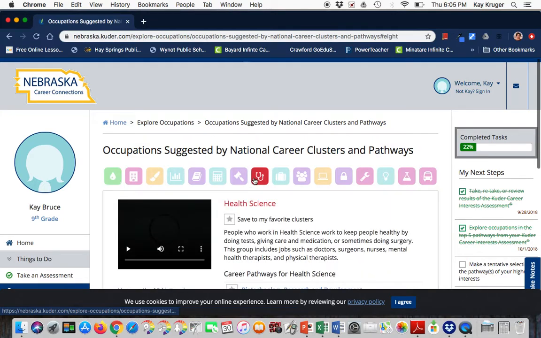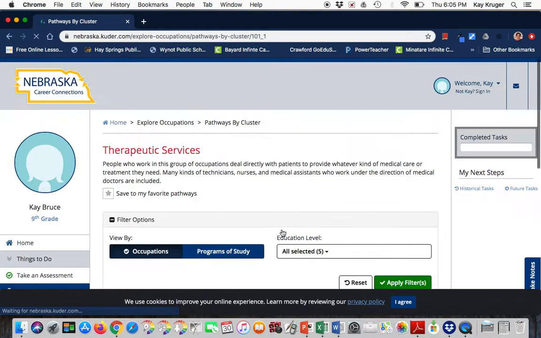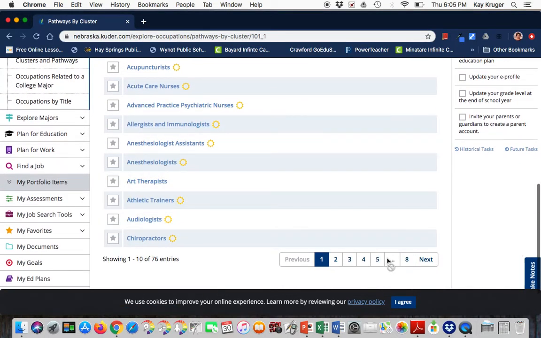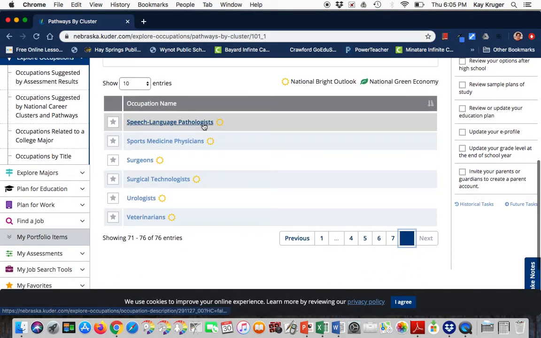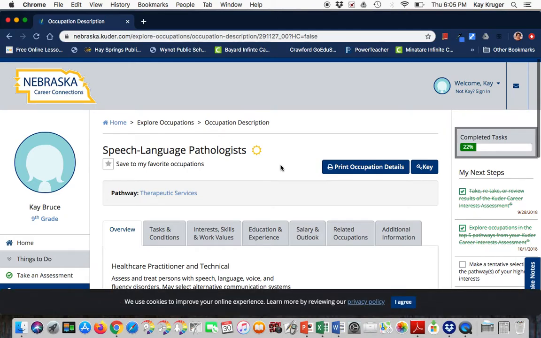But if I was interested in health sciences and I wanted to be serving patients, that's going to be under the therapeutic services. So I could click there, and it's going to show all of these different occupations. I'm going to just jump way up here. Speech language pathologist, for example, is under there, and that would be interesting to me. So I can click on that, and there it takes me right into that occupation. So this is how you can research occupations.